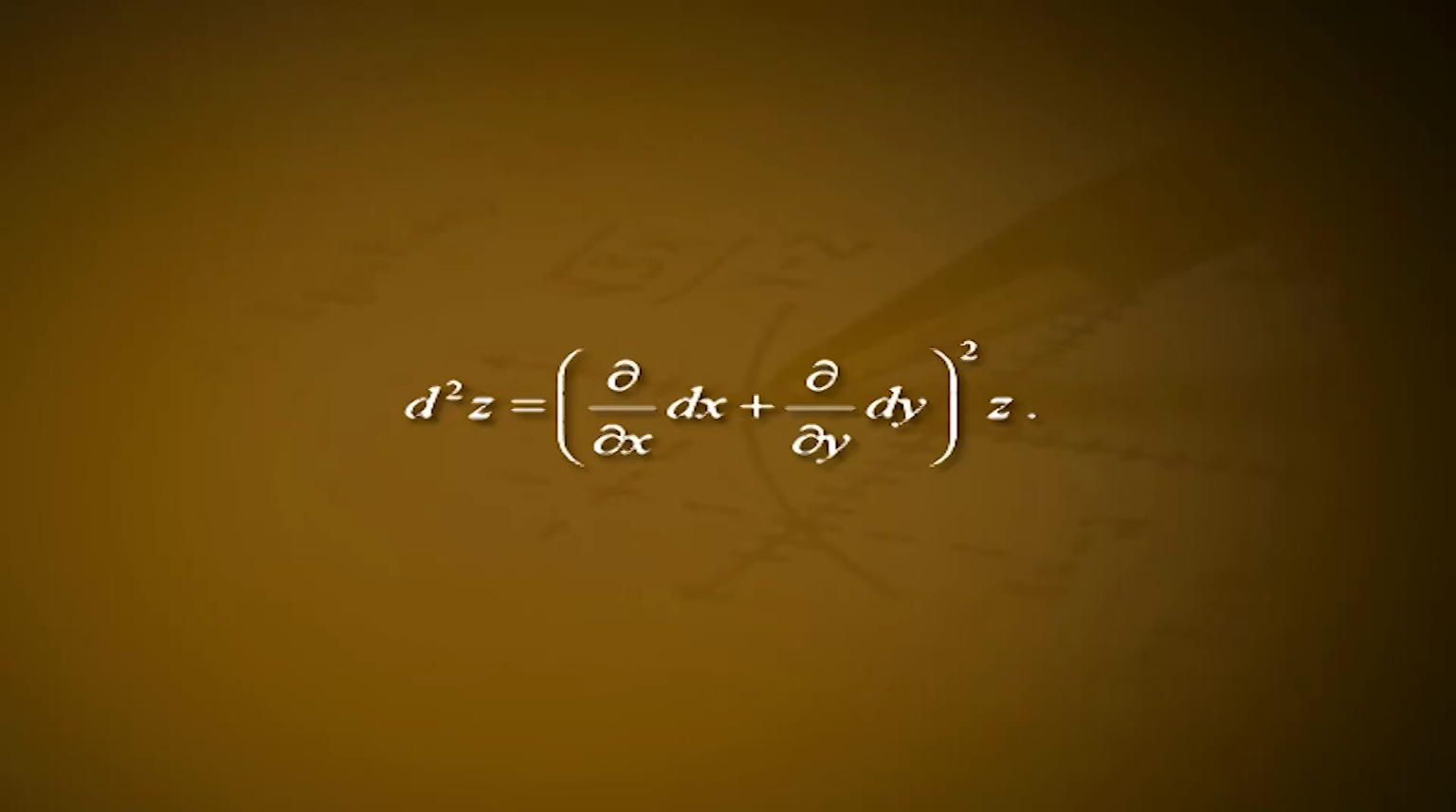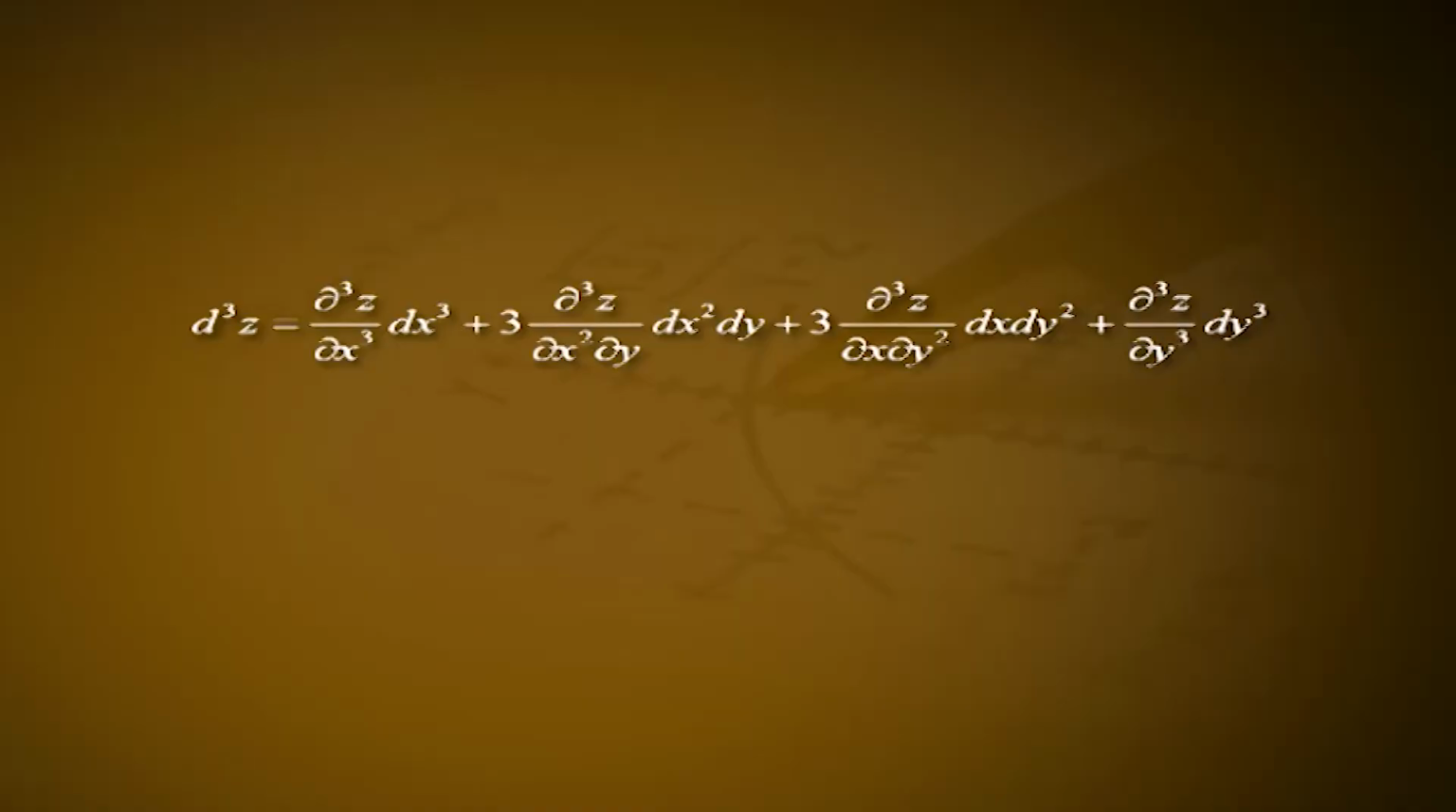In operator notation, it may be written as d²z is equal to (∂/∂x dx plus ∂/∂y dy) whole squared of z. Again, d²z is differentiable at (x, y) if all the second order partial derivatives ∂²z/∂x², ∂²z/∂x∂y, ∂²z/∂y² are differentiable at the point (x, y).